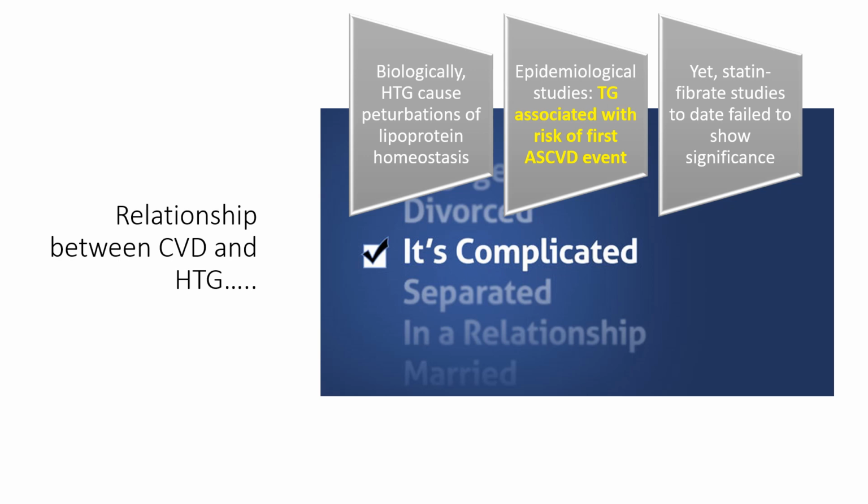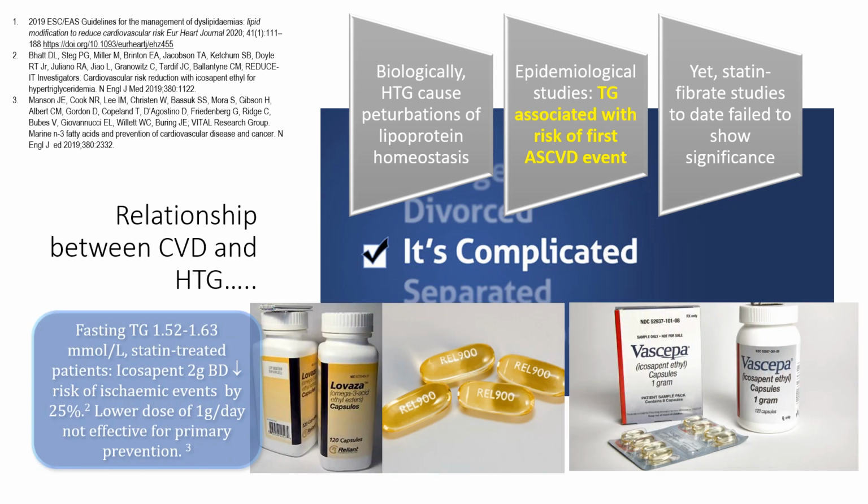Yet, use of statins and fibrates together failed to show significance in clinical trials. So the REDUCE-IT investigators have found that if you add icosapent, 2 grams BD, on top of statin, they can reduce the risk of ischemic events by 25% if people have a fasting triglyceride level of 1.5 to 1.6 millimoles per liter. Now, lower doses of 1 gram per day have not been effective for primary prevention, based on the VITAL research group that looked at the use of omega-3 fatty acids in the prevention of cardiovascular disease and cancer.